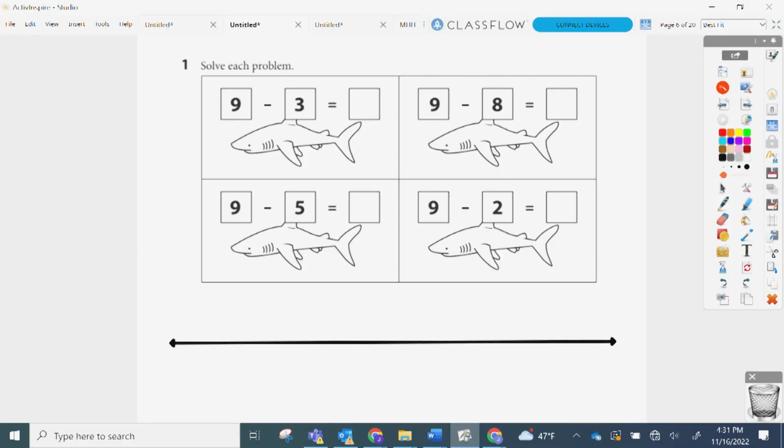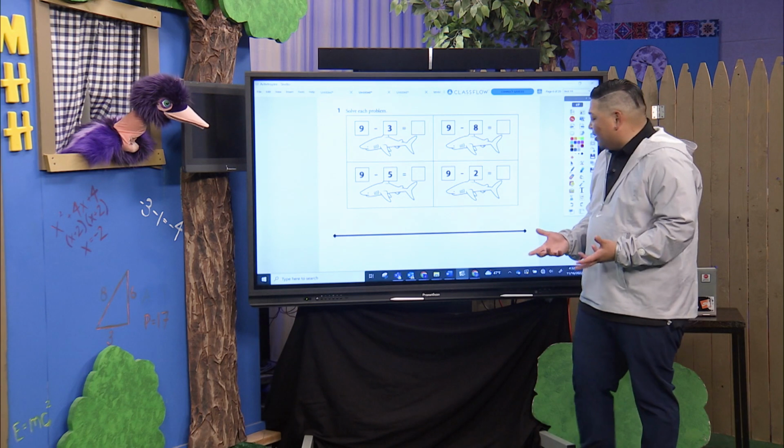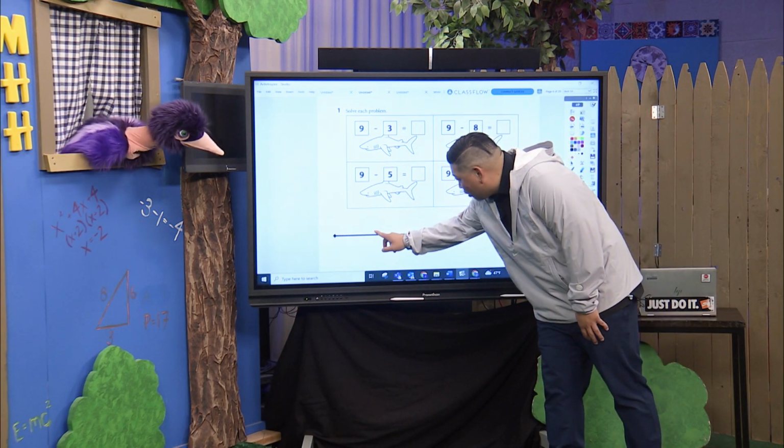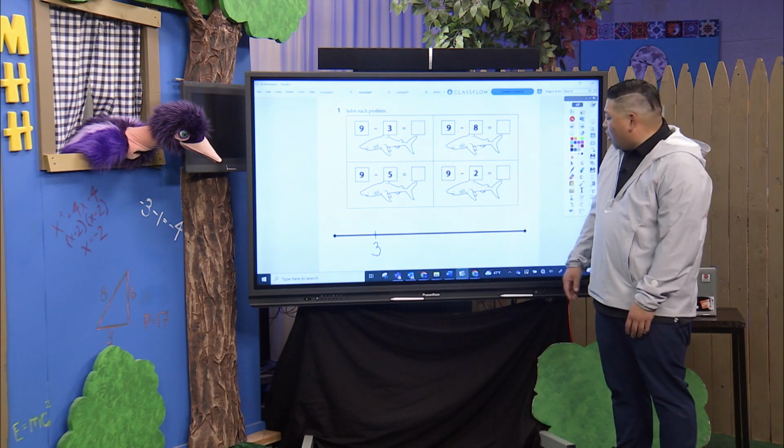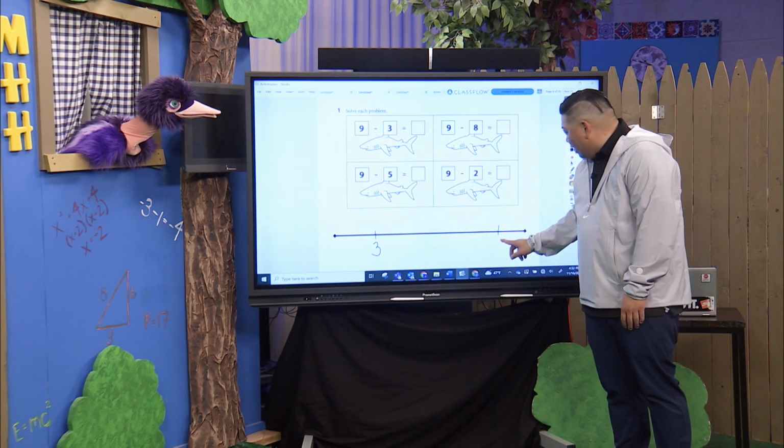All right, so let's take a look at our first one. We have 9 minus 3 equals. So using our open number line, we are going to use a strategy called counting on. So we know that we're starting with 9 and we have to subtract 3. We want to find the difference. So we're going to start with the number 3, and we're going to count on until we get to 9.